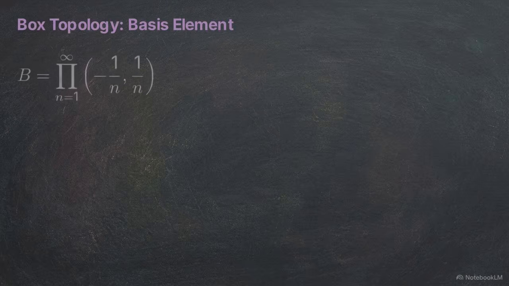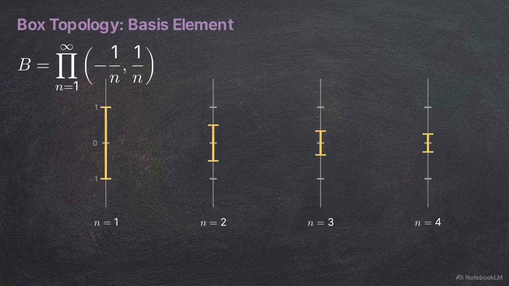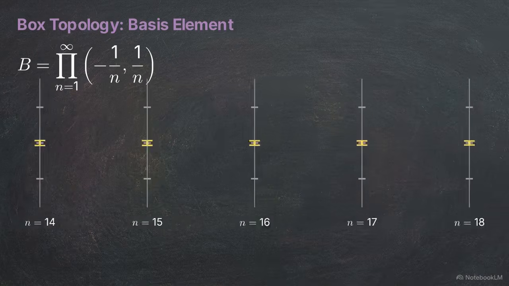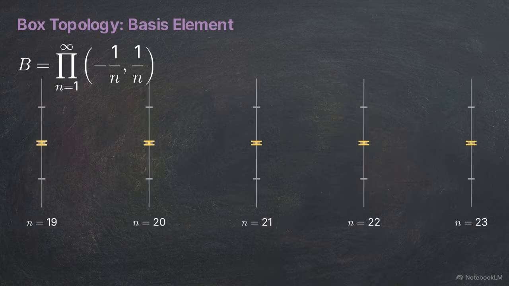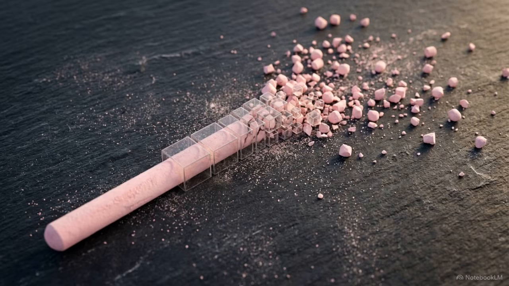To see if that holds true in the box topology, we select a highly specific basis element for our target. Let B be the product of intervals defined by -1 over n to +1 over n. As we progress down the infinite sequence of axes, n increases, which progressively shrinks the allowed interval tighter and tighter around 0. Projecting a perfectly continuous diagonal line into this specific, infinitely shrinking box reveals a mathematical contradiction.